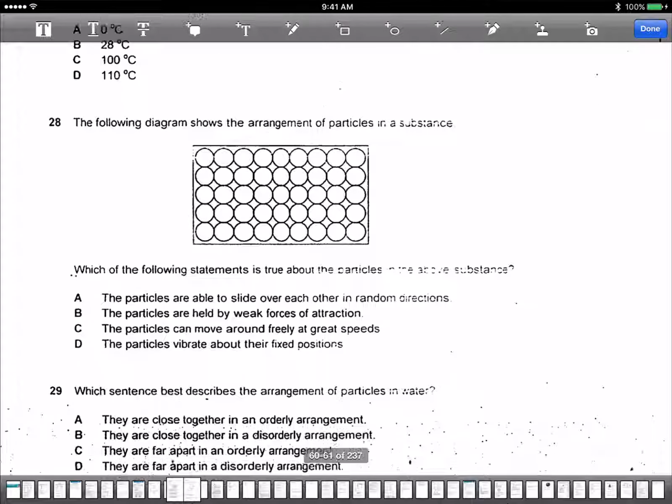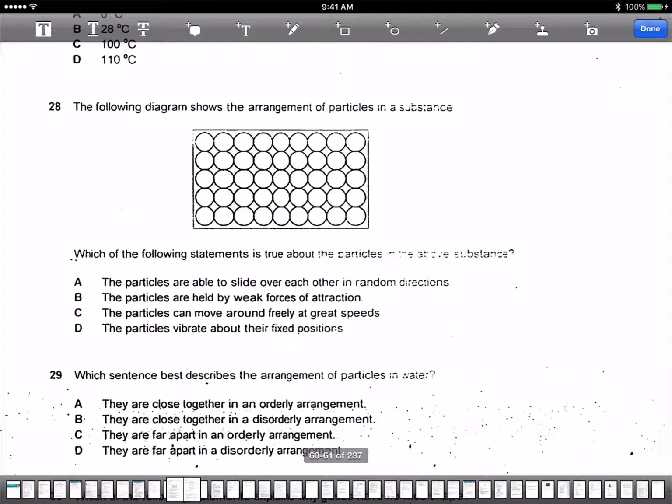Next, particles. So, Chaka, you learned this, right? Particles. Which of the following is true about the particles of the above substance? It must be a solid. So when they are solid, it is D, they vibrate about their fixed position, because that's the characteristic of particles in solid. Next one, 29.